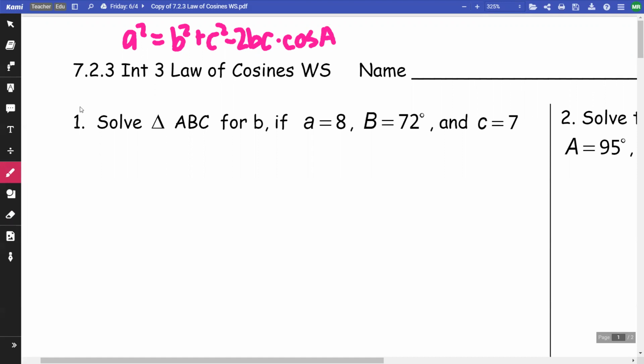I would use that if I was trying to find a side, and I was given basically side, angle, side. If I knew three sides and I needed to find an angle, and let's say I wanted to find angle A, I would do cosine A, and it's just rewriting that last formula, is equal to b squared plus c squared minus a squared over 2bc.